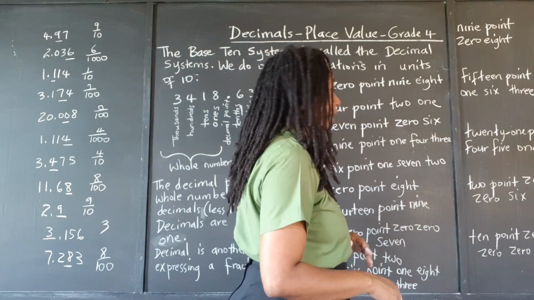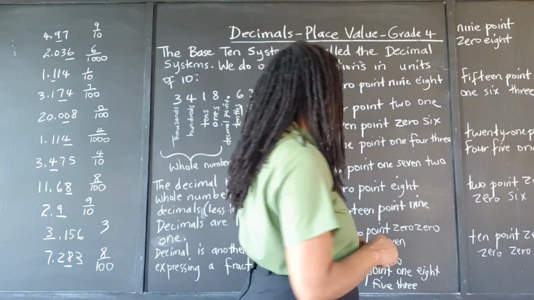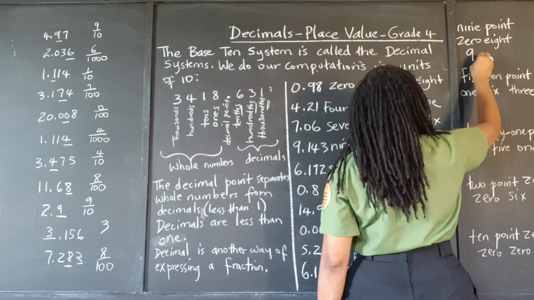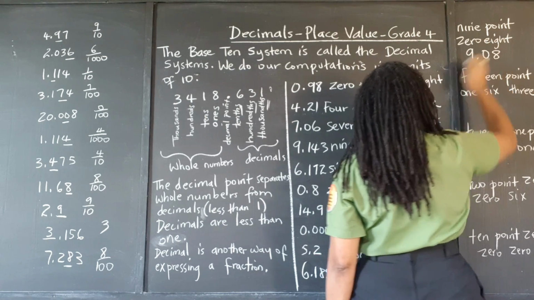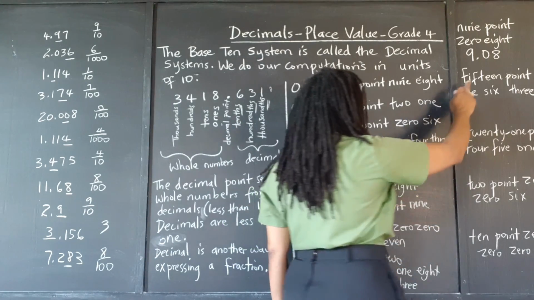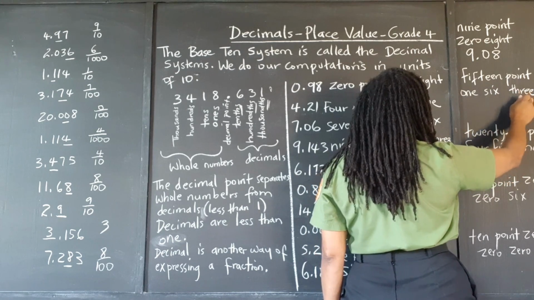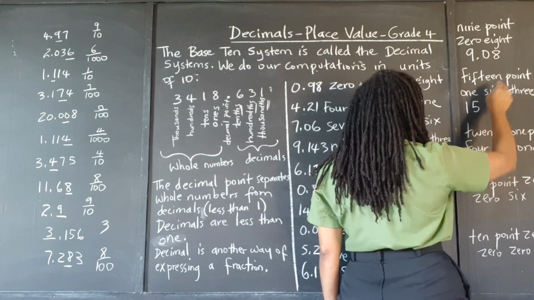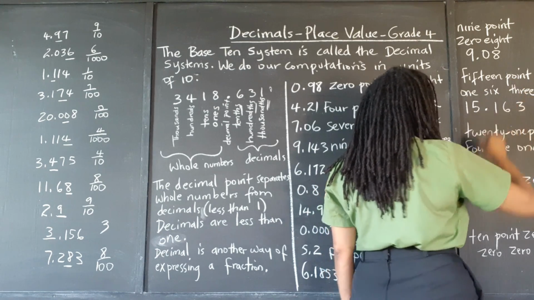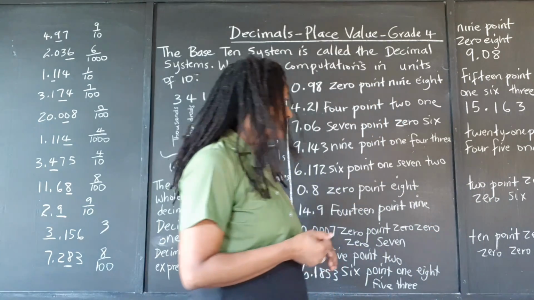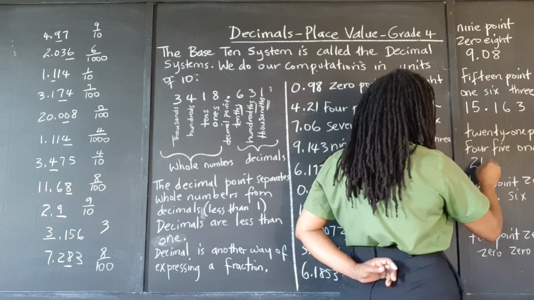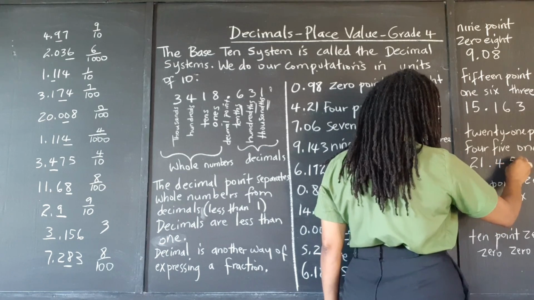So we have 9.08. So we know that 9 is the whole number, point is the decimal point, and then 0.08. So that's 9.08. 15.163. So the 15 is the whole number, point, decimal point, 163. 15.163. 21.451.